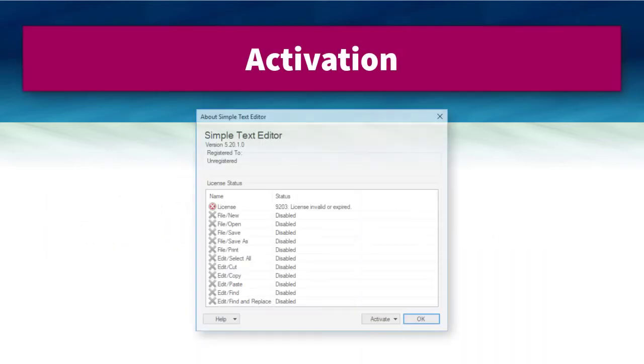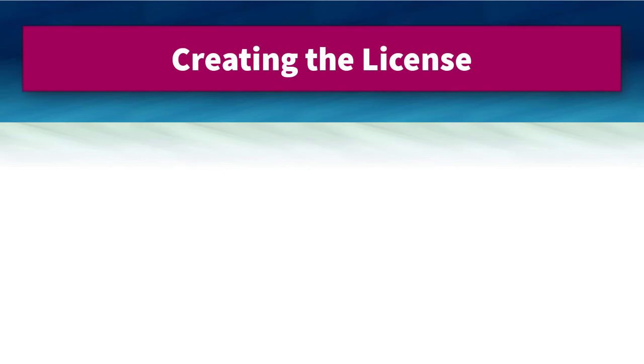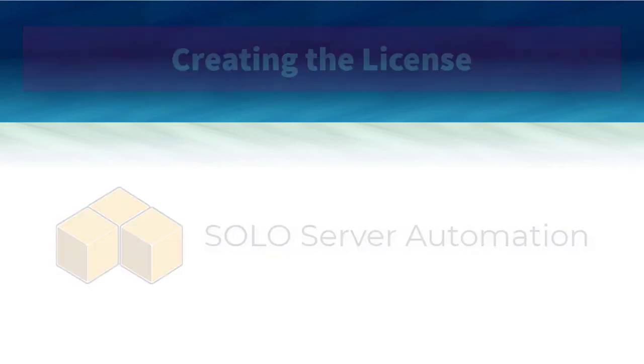Once the trial has expired, the customer will have to activate with a valid license to continue using the application. Normally, a customer would purchase a license, but in this case, I'll manually generate a test license in our central license server, Solo Server Automation.